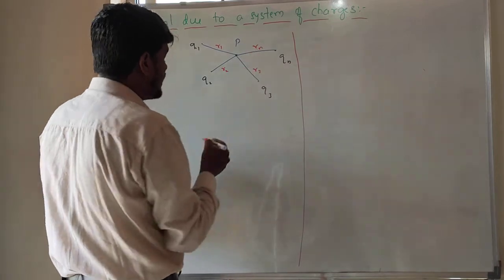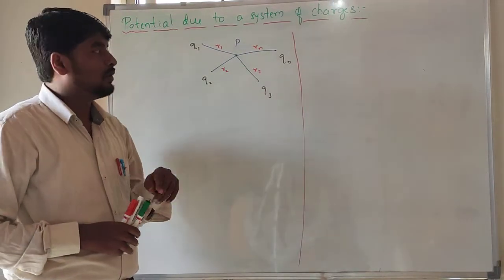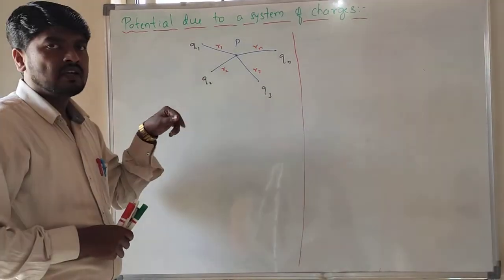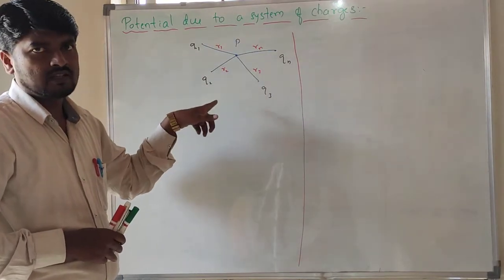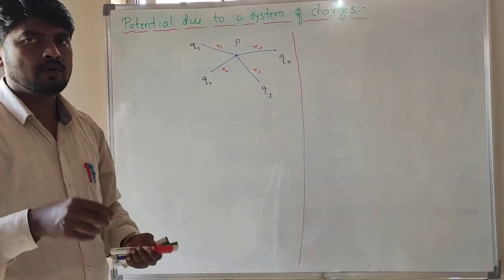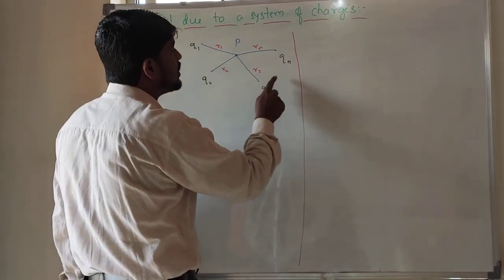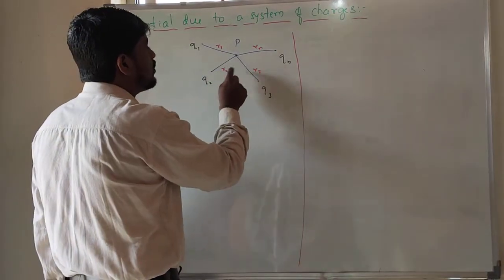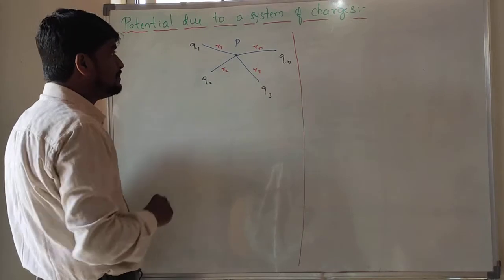Friends, look here. We already know that if the source charge is positive, potential is positive. If the source charge is negative, potential is negative. Now here all the considered point charges are positive. So let us start our explanation with the sentence: consider the point charges Q1, Q2, Q3, and so on, Qn at distances R1, R2, R3, and so on, Rn from the point P.